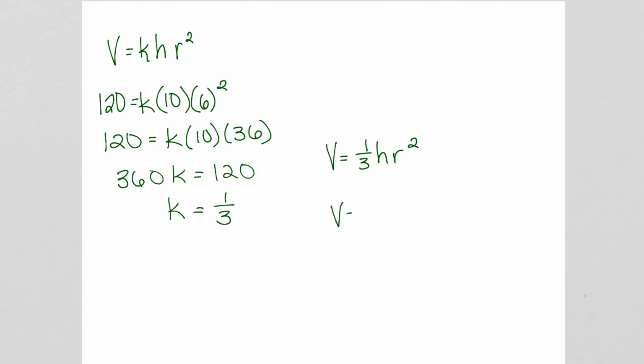It says find the volume of a cone having a radius of 12 feet and a height of 2 feet. Square the 12, multiply by 2, and divide by 3, and you get 96 cubic feet. Or you could write that as feet cubed, either way. And that's it for variation.